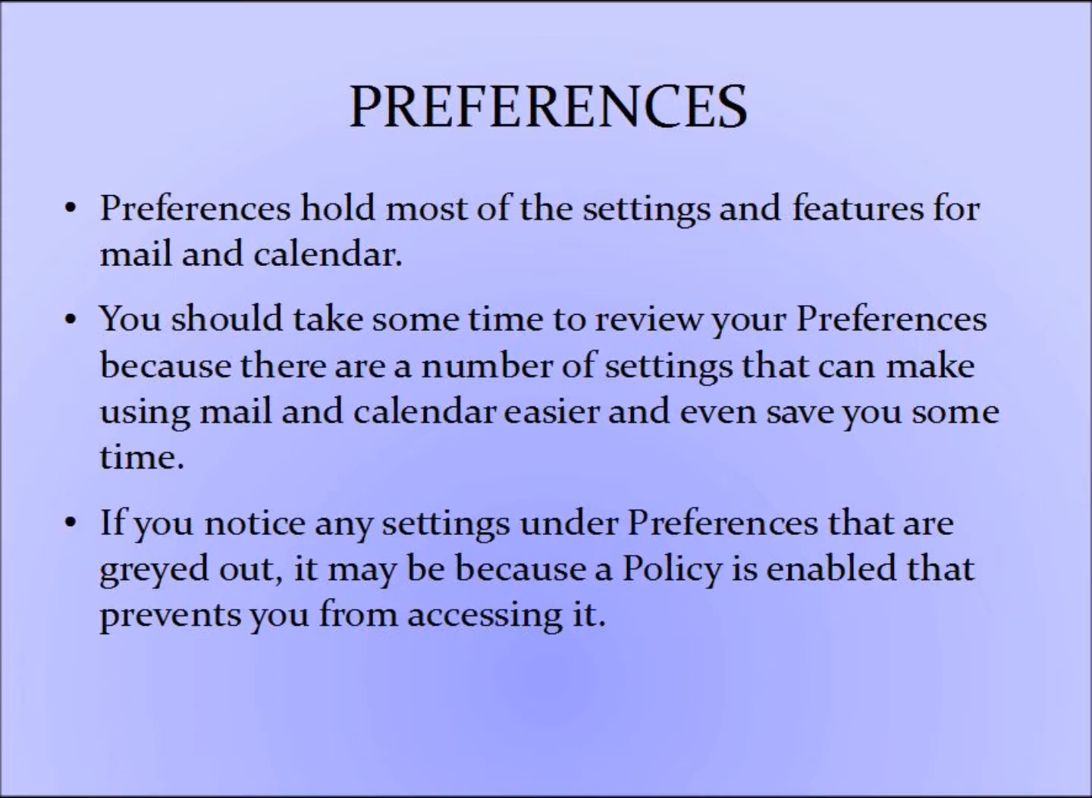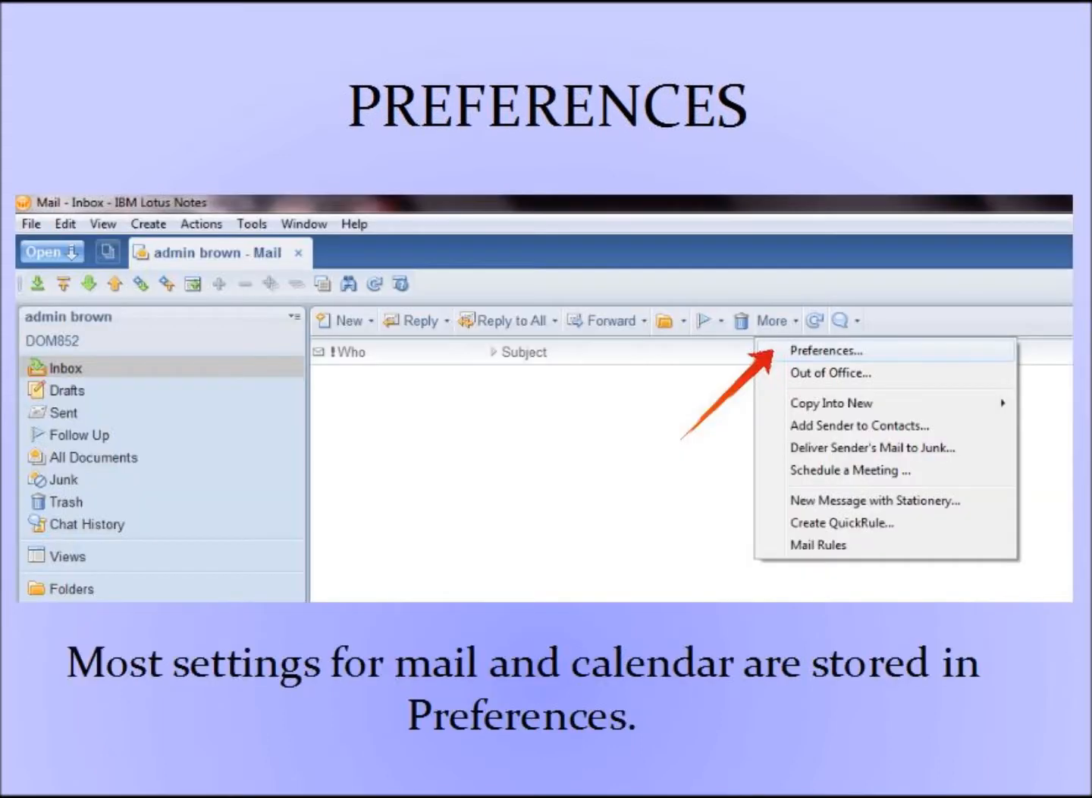If you notice any settings under Preferences that are grayed out, it's probably because there's a policy enabled that prevents you from accessing it. The easiest way to access preferences is right from your Mail or Calendar view by going to More and then Preferences.